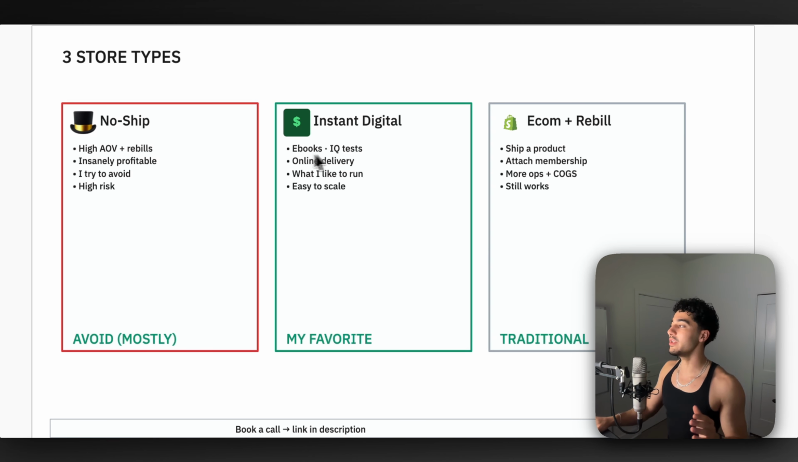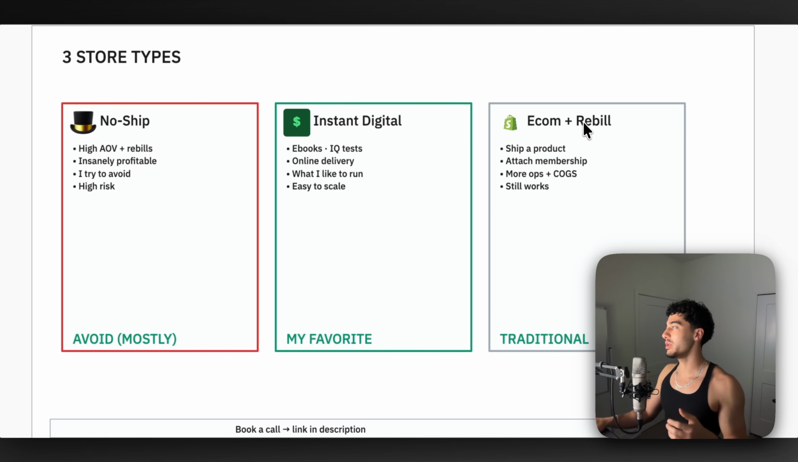And then you got instant digital. This one too is insanely profitable. It's ebooks and IQ tests, online delivery. I really like running this model. This is what 2 of my stores are running, and it's super easy to scale. You are losing money on your ads, but you make it back super easily with the rebills, of course. And this is my favorite, like I said.